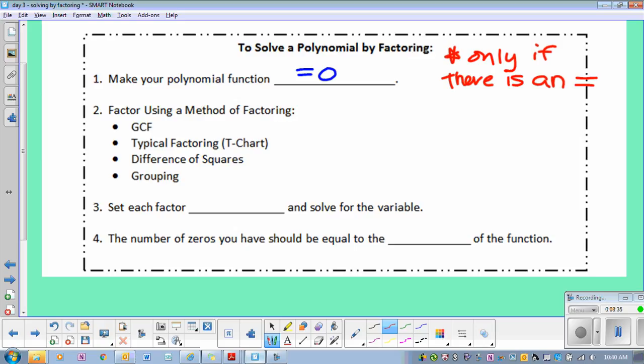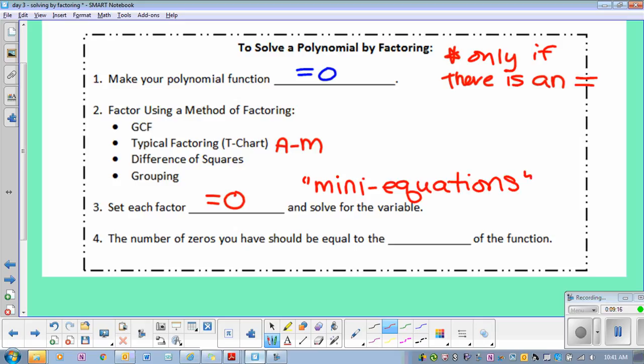So then after that, we're going to factor using different methods. We can use GCF. We can use our typical factoring, which is our T-chart. We could use our difference of squares, or the grouping. And this is all stuff that we did for the past 2 classes, right? Okay, and then we're going to set each factor equal to 0. And then we're going to solve for the variable. And this is, remember guys, we did this in Unit 2. This is when we do our mini equations. All right?